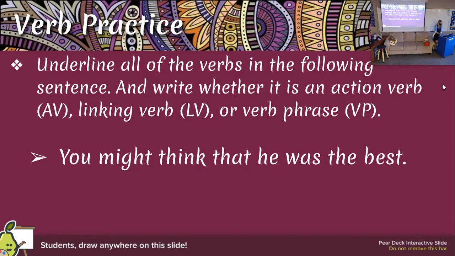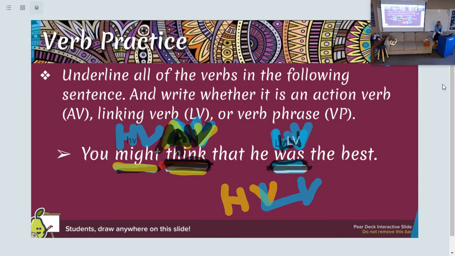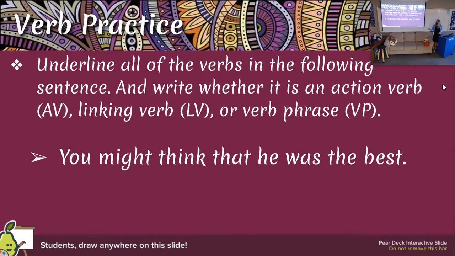Let's try to finish in 5. Crushing it. You guys are crushing it. Check this out. You found all of the verbs. There are 3 in this sentence. Okay? Might is one. What kind of verb is might? It's a helping verb. Okay? Because it's got the action verb think right next to it. So the might is helping out the action verb think. Together they form a verb phrase.